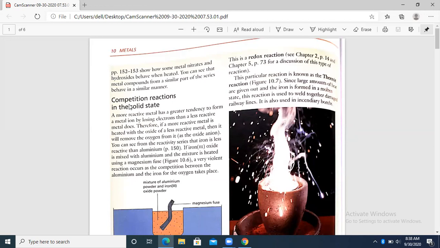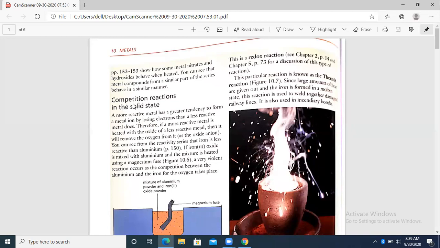Then after that, the moderately reactive metals include calcium, magnesium, aluminium, zinc, lead, copper. Moderately, a medium. And after that, the less reactive or non-reactive metals include silver, platinum, gold. So they are non-reactive metals. We arranged them in a series. This is called the reactivity series. So using the reactivity series, we want to study how they affect the chemical reaction.